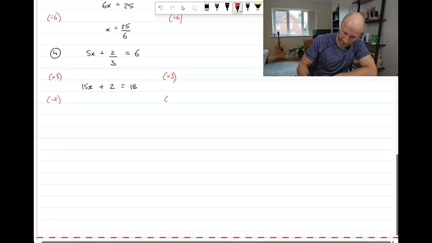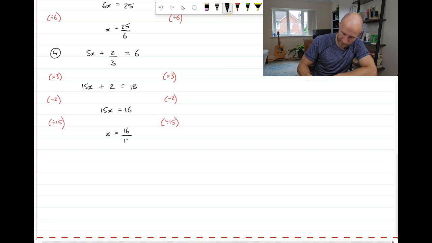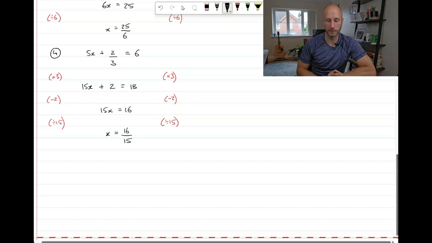We'll take away 2 from both sides to get rid of that plus 2. So 15x equals 16. And then we will divide by 15 to get rid of the multiplication by 15 on both sides. And again, 15 doesn't go into 16, so I just write 16 divided by 15, 16 over 15. Sorry, over 15, I think I said 5.